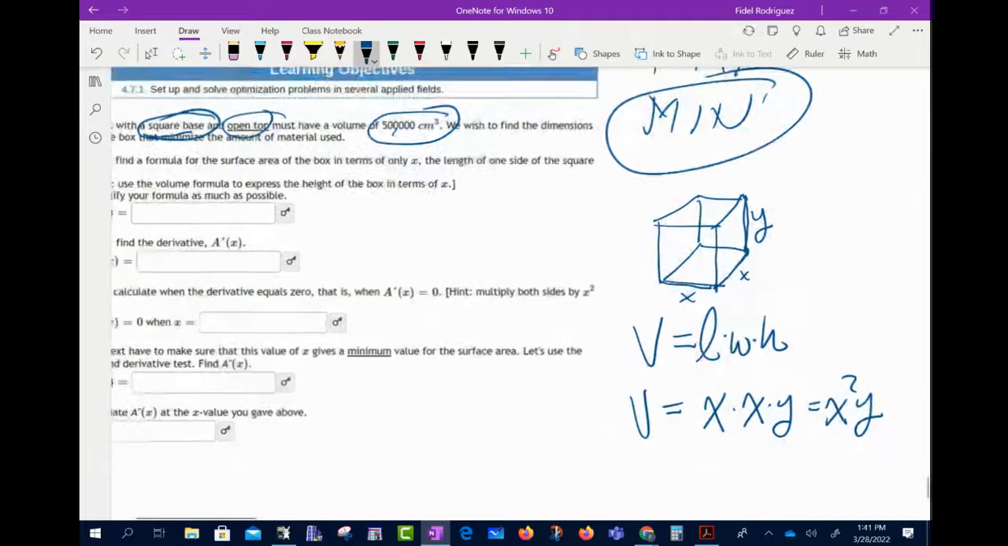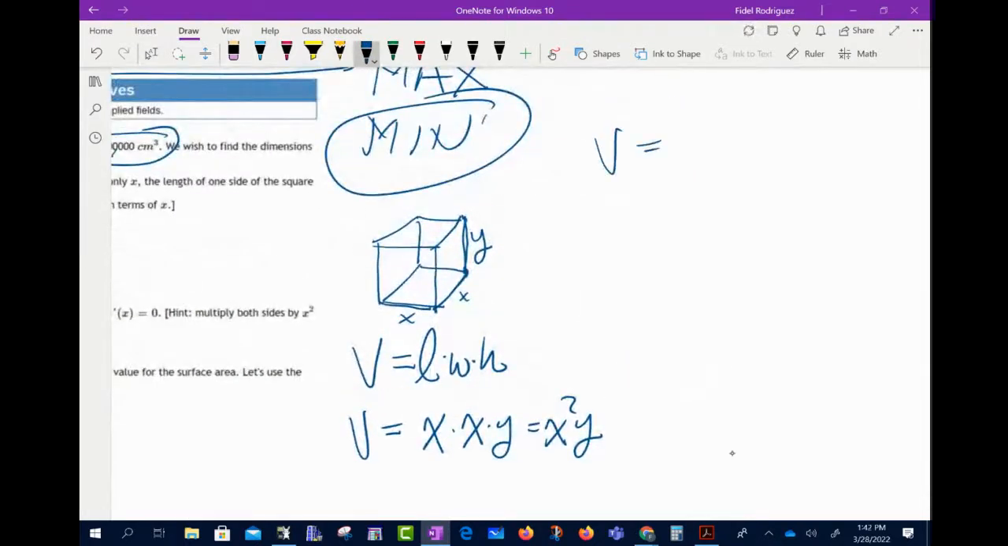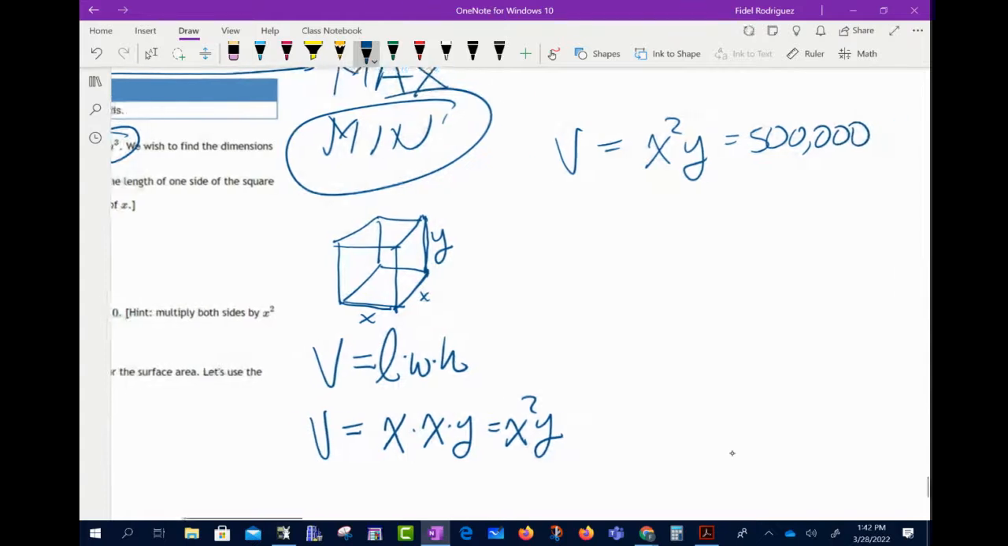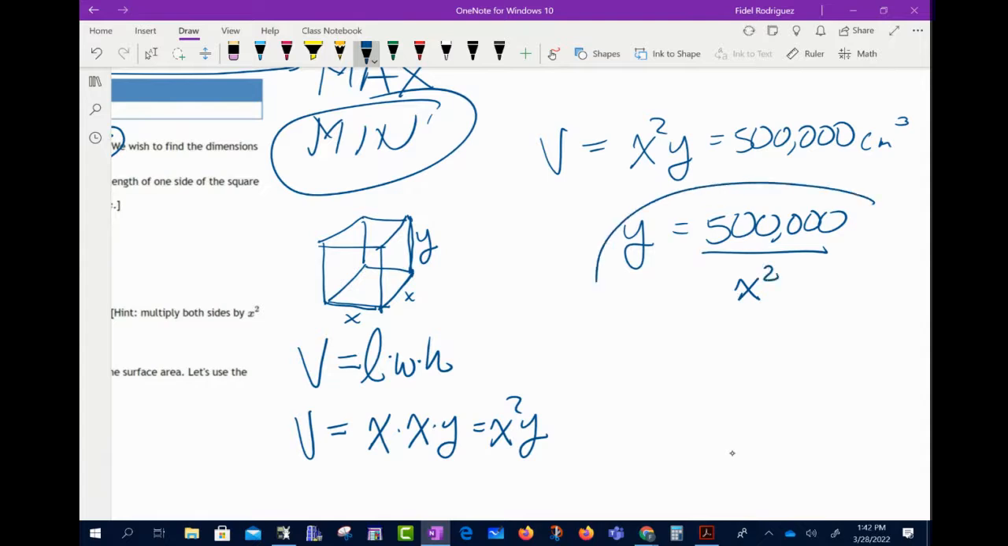500,000 cubic centimeters. So take a look, y'all. The volume here, I'm going to do this on the side. The volume is going to be equal to 500,000 cubic centimeters. Okay. What I'd like for us to do here, y'all, is I'd like for us to solve this equation for the letter y. If I were to solve this equation for the letter y, do you all agree that I would end up with 500,000 over x squared? That would be my value of y, right? Just solving for y, dividing everything by x squared.